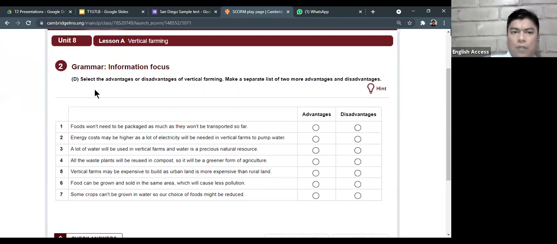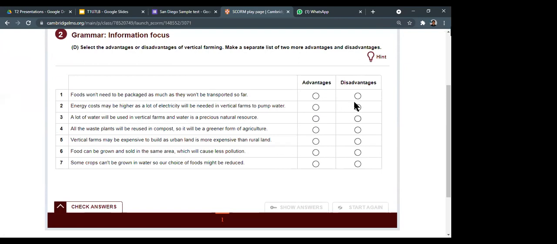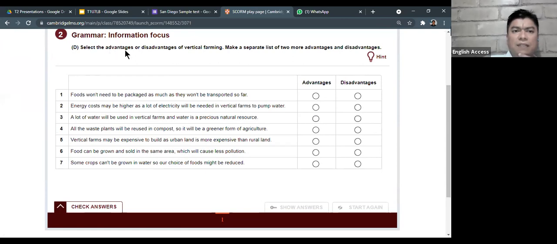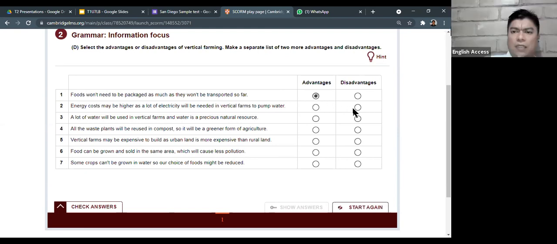So I don't know about the writing activity, but what we can do is this. This is another form. Information focus, select the advantages or disadvantages of vertical farming. Make a separate list of 2 more advantages and disadvantages. It says 1, foods won't need to be packaged as much as they won't be transported so far. Is that an advantage or disadvantage? So you can click here. An advantage. It's an advantage.